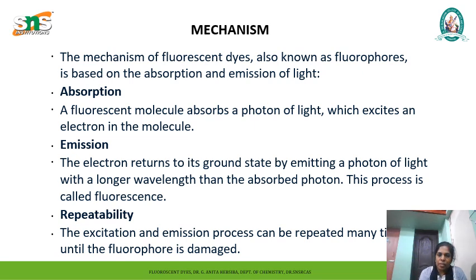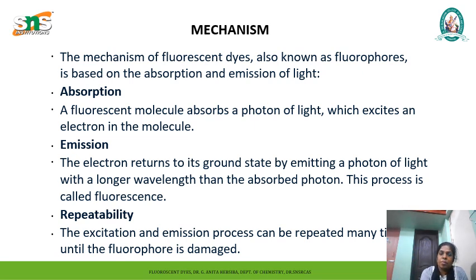What's the mechanism of fluorescent dyes? The mechanism of fluorescent dyes, also known as fluorophores, is based on the absorption and emission of light. Absorption: a fluorescent molecule absorbs a photon of light, which excites an electron in the molecule. The electron does not stay in the excited state as such. It returns to its ground state by emitting a photon of light with a longer wavelength than the absorbed photon. This emission of longer wavelength is called fluorescence.